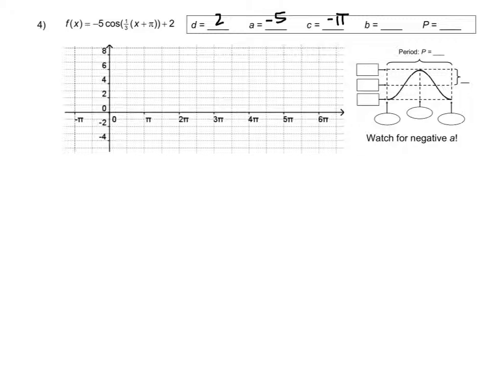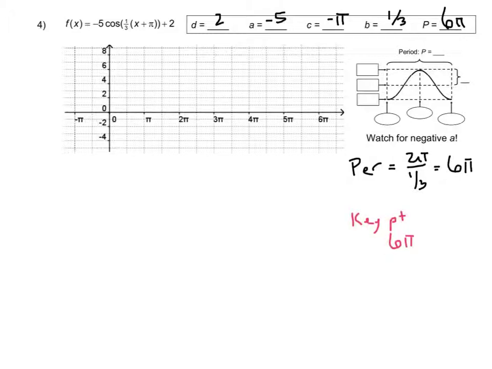B would be 1/3, so to get my period, I'm going to do 2 pi divided by 1/3, which ends up being 6 pi. Now, because I know the period, I'm going to go through and find my key point distance. So I'm going to do 6 pi divided by 4, and I get 3/2 pi.